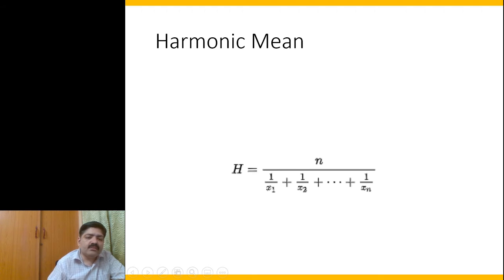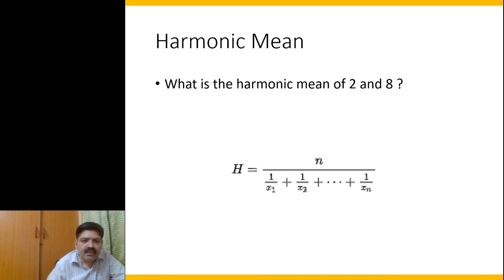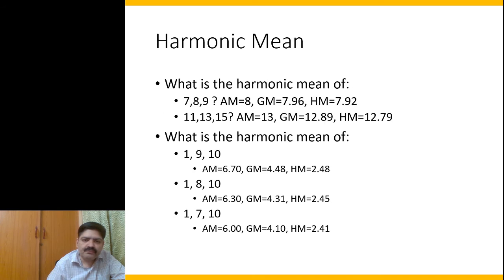Let's discuss harmonic mean as well. We all know harmonic mean as n over the reciprocal of x1 plus the reciprocal of x2 up to the reciprocal of xn, assuming we want to find the mean of x1 to xn. What is the harmonic mean of 2 and 8 then? Let's compute it. It would be 2 over 1 over 2 plus 1 over 8, which gives me 3.2.